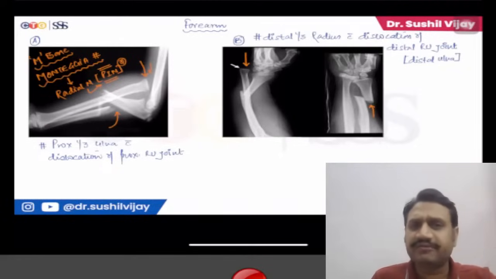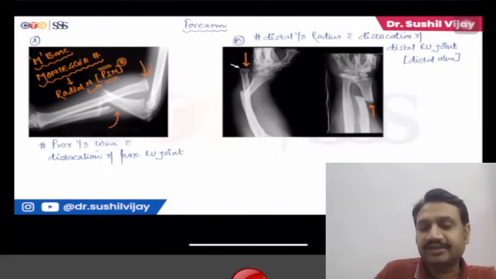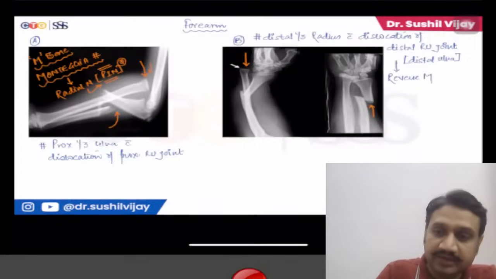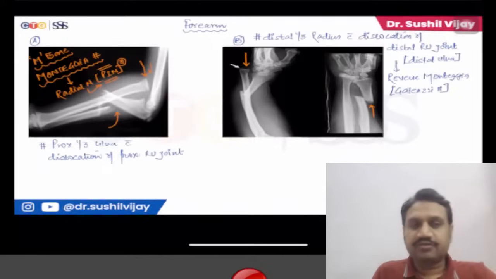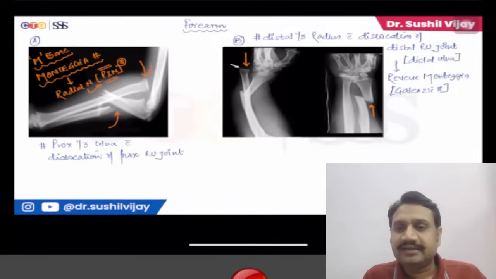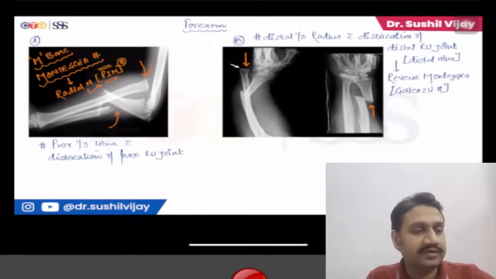Okay, just reverse of the previous picture. So this injury is also called the reverse of Monteggia. The name for the injury is what? It is Galeazzi. It is the Galeazzi fracture. So Monteggia and Galeazzi are the reverse of each other. Okay, so these are two injuries in the forearm area.